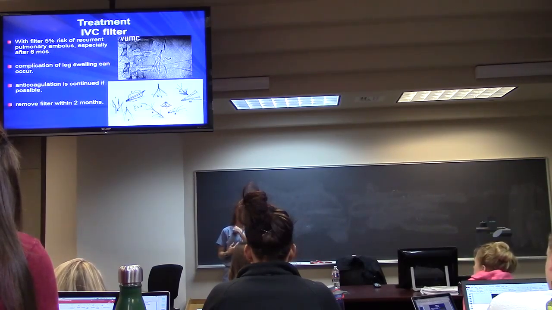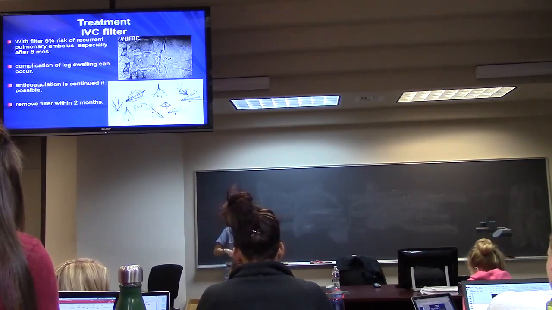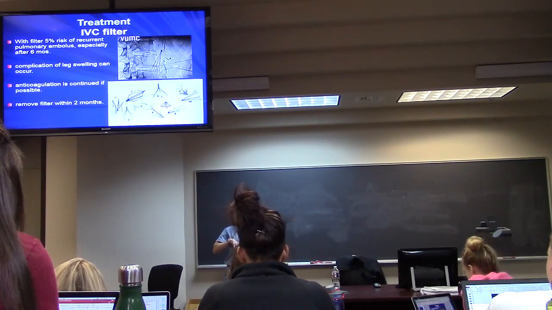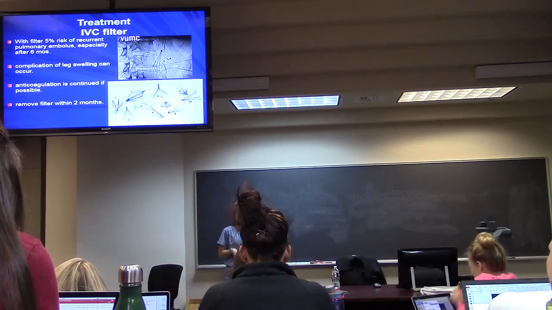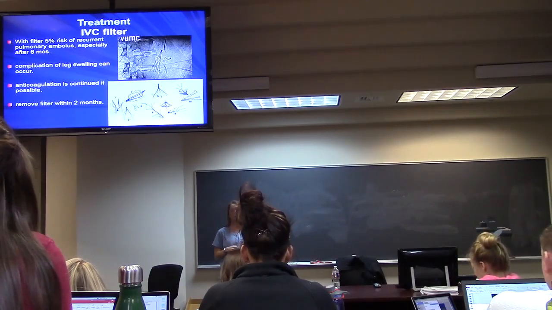They put a little teeny tiny incision in the neck. They send it down into the vena cava, and then they open it up, and it looks just like that, an upside down drink umbrella. And it catches the clot. You have a 5% risk of recurrent PE with those.